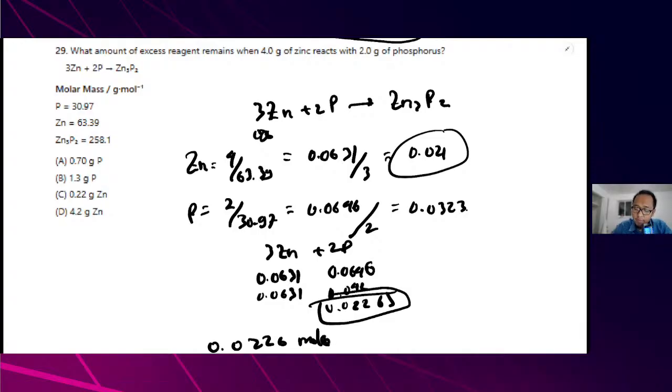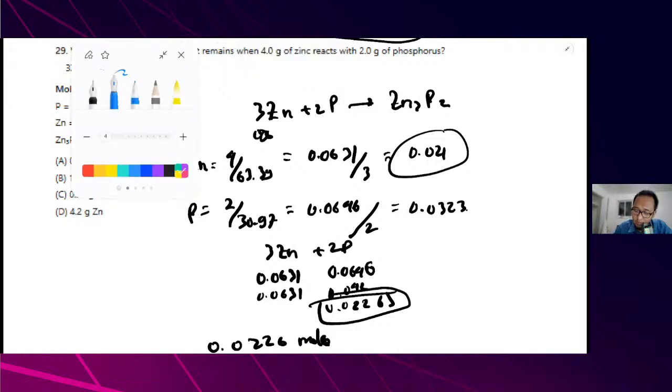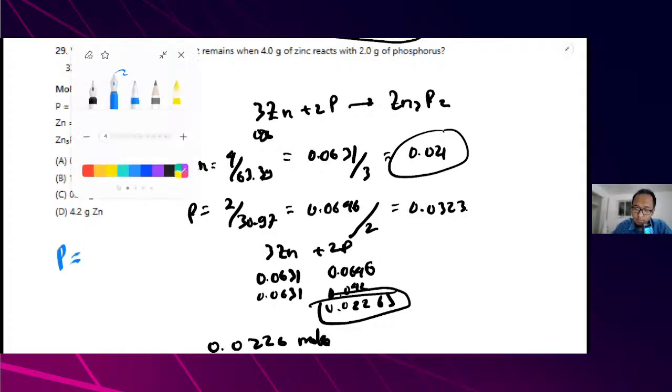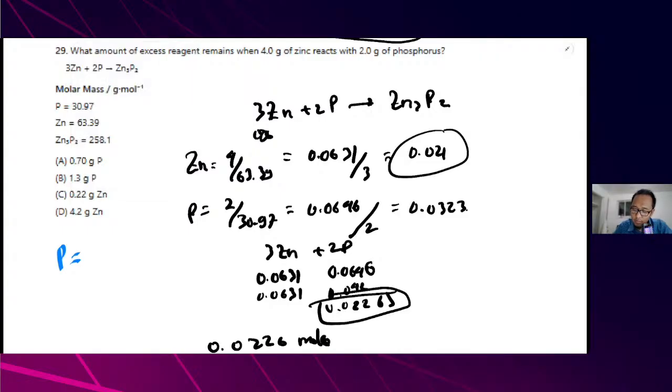So, after that we need to convert into gram. Okay, into gram. P is what's that? The P is 30. Okay, so P, what is that one? P is gram per mole. Okay, gram per mole, and then gram.